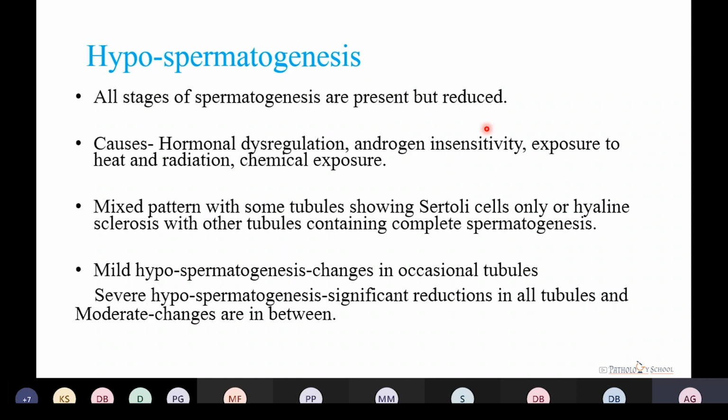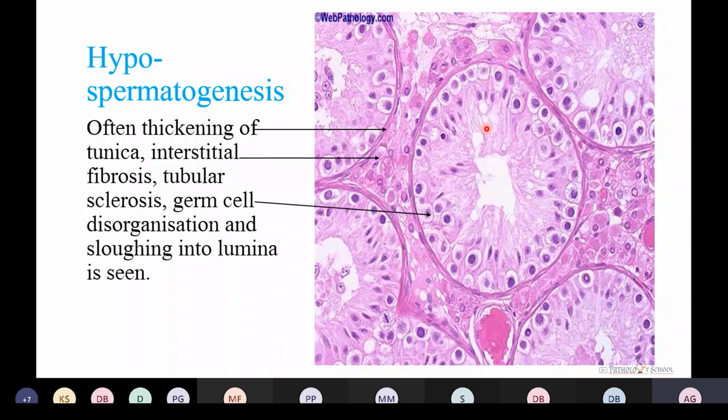There are three types of hypospermatogenesis in the testicular biopsy, which are mild, moderate, and severe. In mild forms, the changes are present only in occasional tubules, whereas in severe forms, there is significant reduction of spermatogenesis in all tubules, and the moderate hypospermatogenesis shows changes which are in between these two. In the microscopic section, we can see there is thickening of the tunica, interstitial fibrosis, tubular sclerosis, germ cell disorganization, and germ cell sloughing into the lumen.